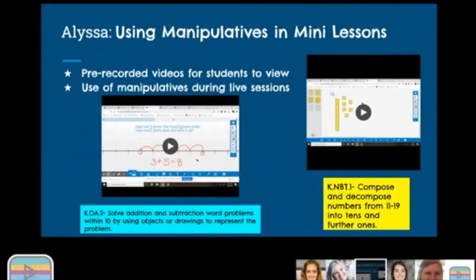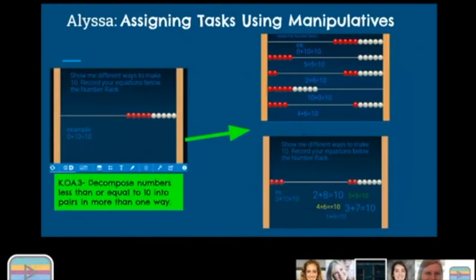On the next 2 slides, it shows tasks I assigned my students directly relating to my mini lesson using the virtual manipulatives from the Math Learning Center. Also shown is completed student work for the given task. The first task I created is on the left. This task focuses on decomposing 10 using the number rack tool.